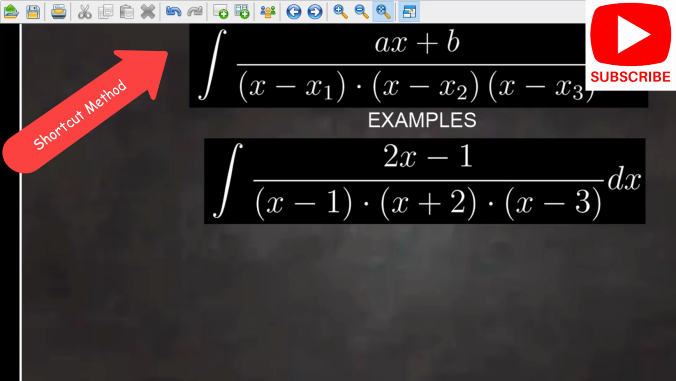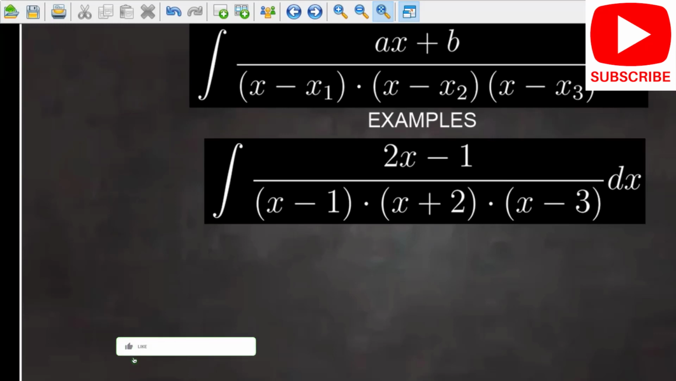So (ax plus b) over, the expression in the denominator should be a polynomial expression. In order for us to apply this method, this bottom expression in the denominator should be factored into linear factors. So as long as we can check that it's going to be factored into linear factors, we can apply the shortcut method. Here we go.